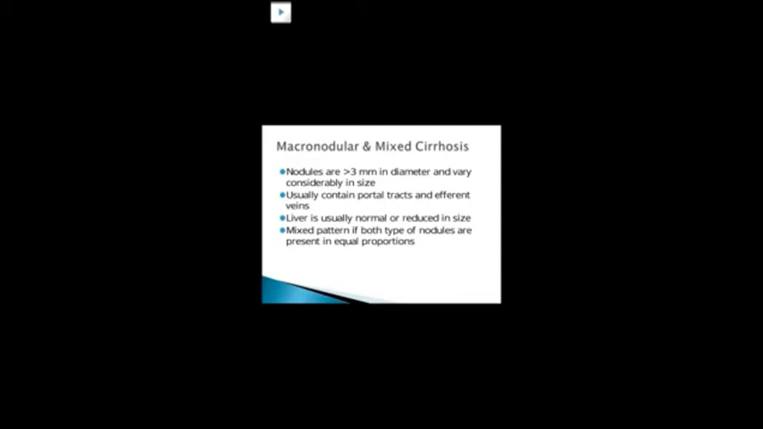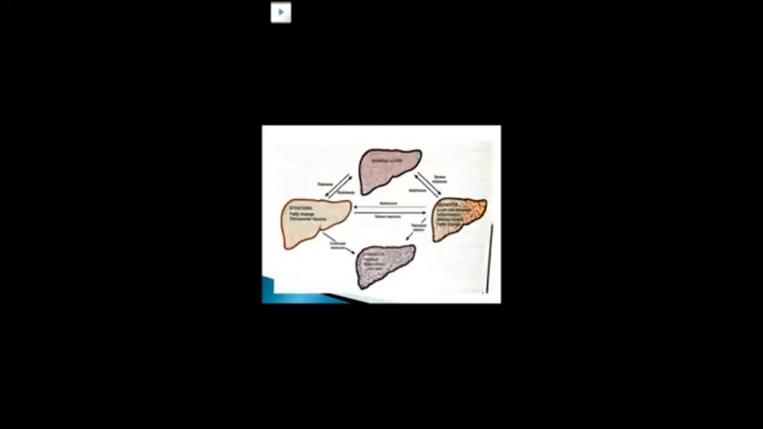Then comes the macronodular cirrhosis and the mixed cirrhosis. So how are they different? Here the nodules are greater than 3 mm in diameter and vary considerably in size. They usually contain portal tracts and afferent veins. So the liver is usually normal or reduced in size. The mixed pattern is when both types of nodules are present in equal proportions. So basically micronodular, macronodular, mixed, depending upon the size of the nodules, that is 3 mm plus, 3 mm minus.